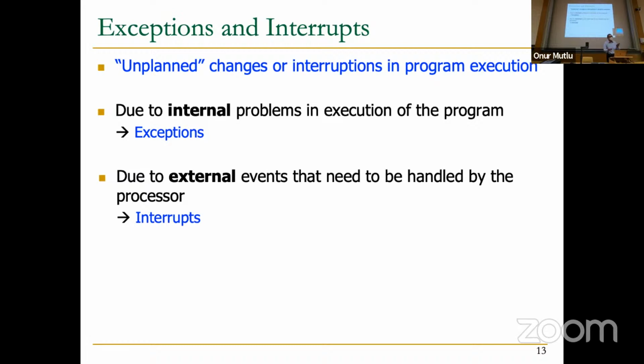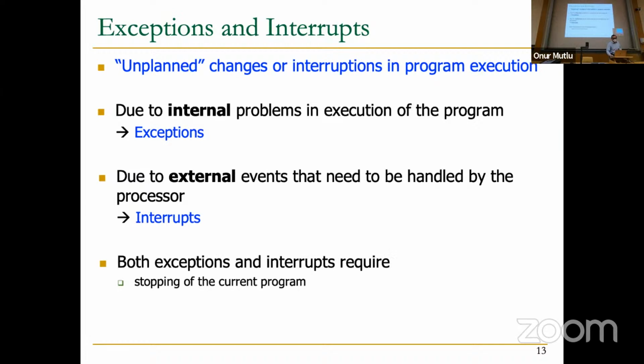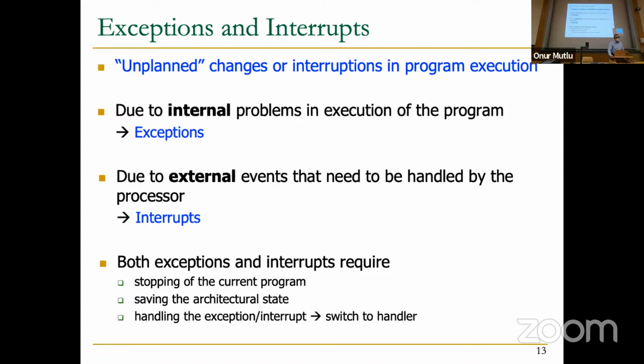Okay, I wanted to make this clear because these are two fundamentally different things. But the way they're handled in von Neumann architectures are actually very similar, with some minor differences, let's say. Basically both of them require stopping the current program in a von Neumann architecture, assuming the interrupt is going to be handled by the processor that's executing this program. Saving the architectural state of the program. Remember the architectural state: registers, memory, program counter. And handling the exception and interrupt.